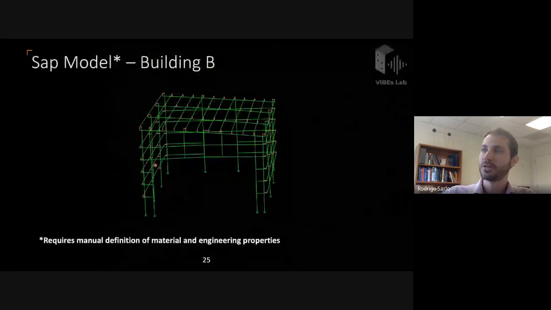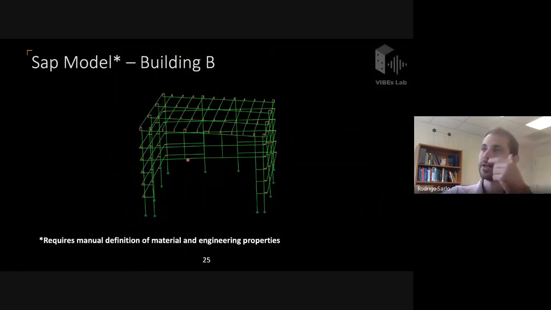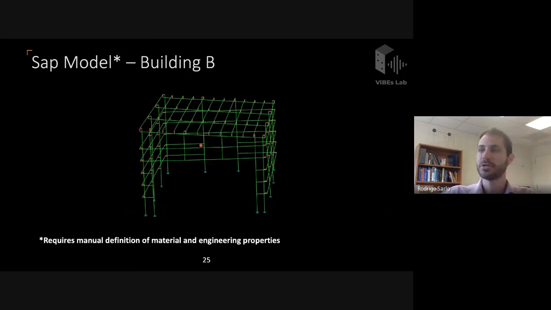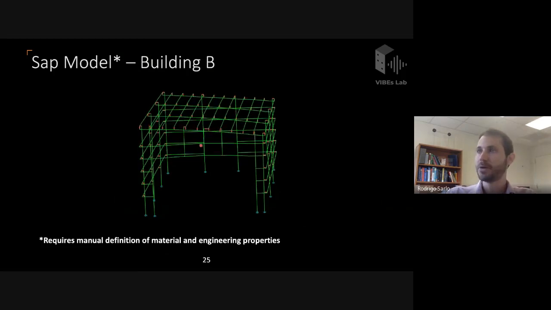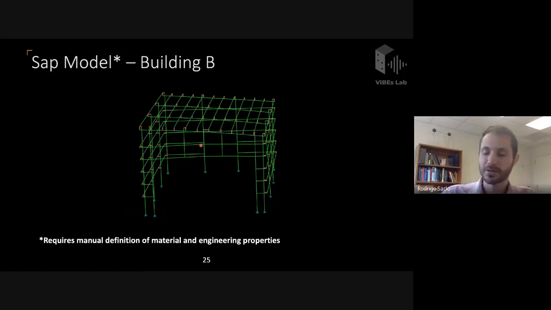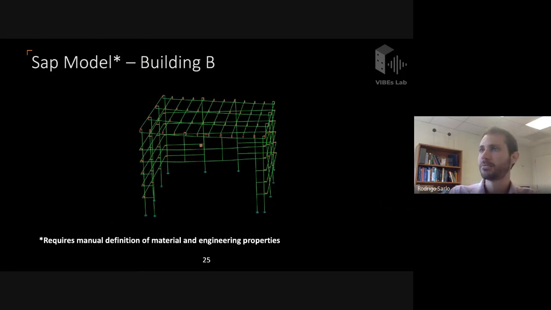And so just to demonstrate that this can be used to create finite element models, we took this information, we added some manual definitions for material and engineering properties, and we're able to define basically a preliminary finite element model. Obviously, this will require some refining to be reflective of the structure, but this is just to show that this information is compatible with finite element models.